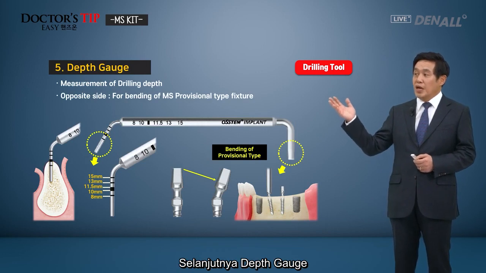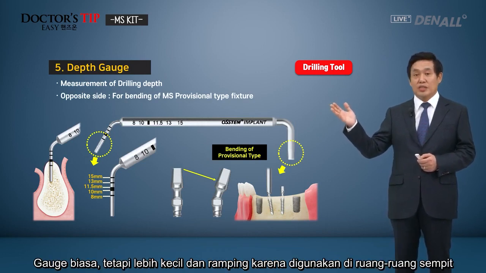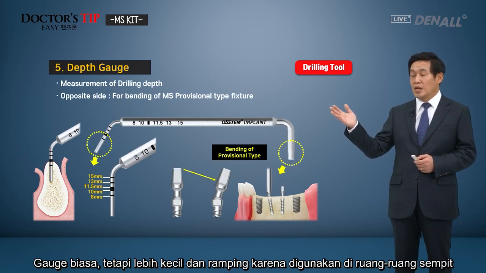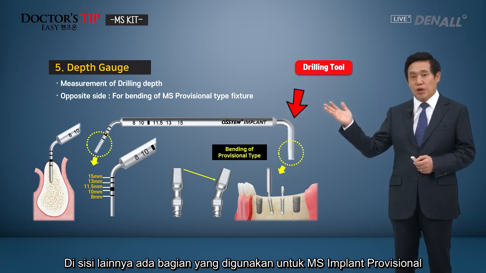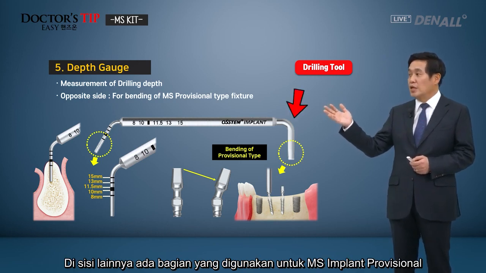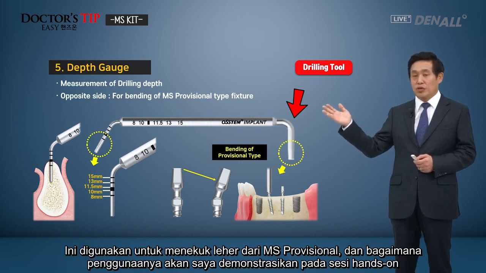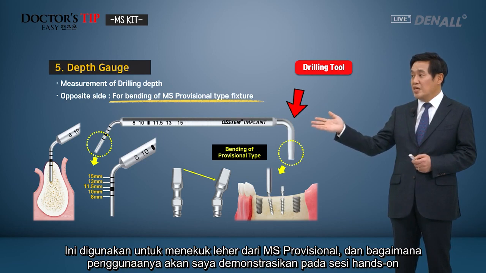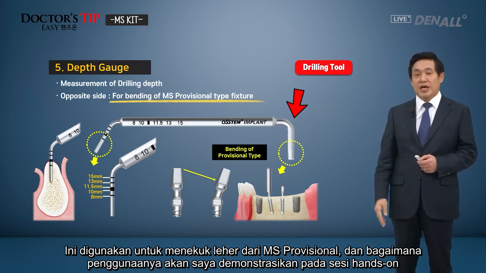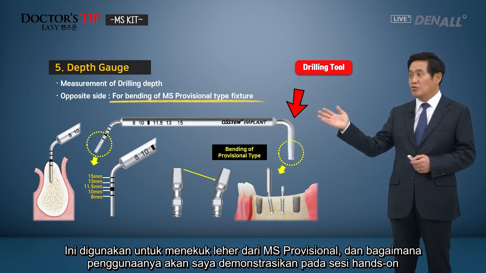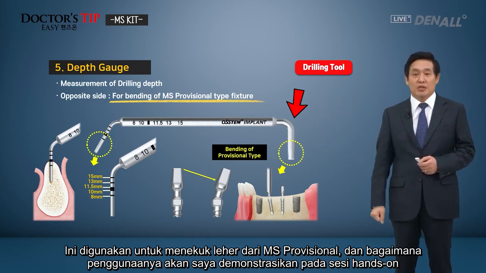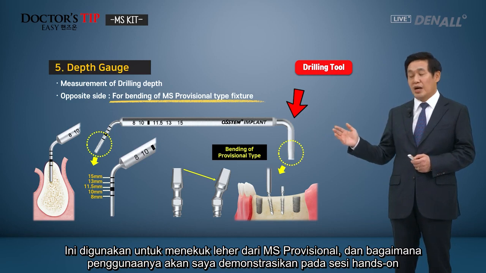Next is the depth gauge. It's a basic gauge that you would know, but it's a bit narrower, thinner, because you go into a narrow space. And on the other side of the depth gauge, there is a special thing attached. This is for the provisional MS implant, for that fixture could bend. So this is a tool for bending. On the opposite side of the depth gauge, you have that available. And how it's bent, I will tell you in the hands-on session.